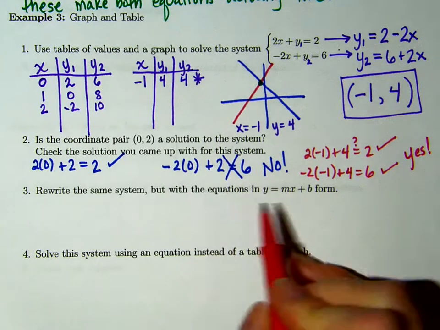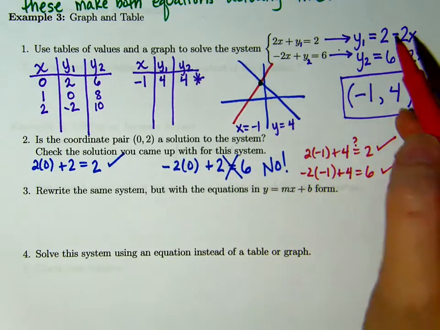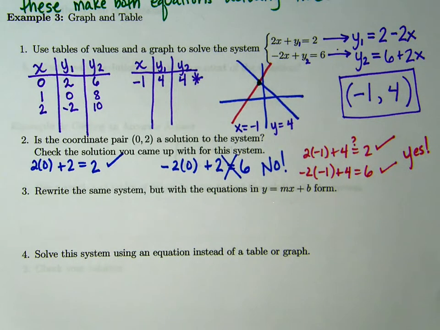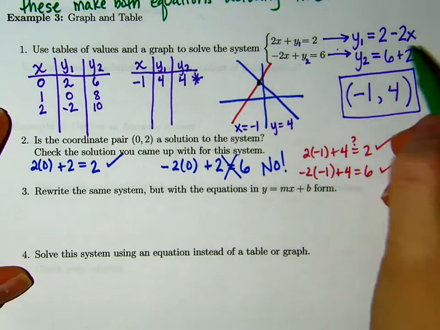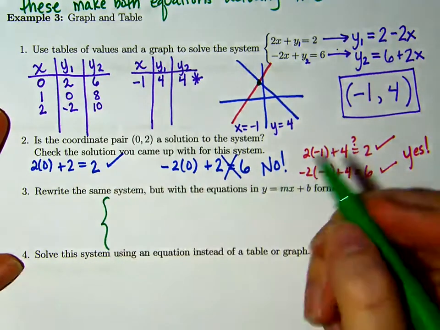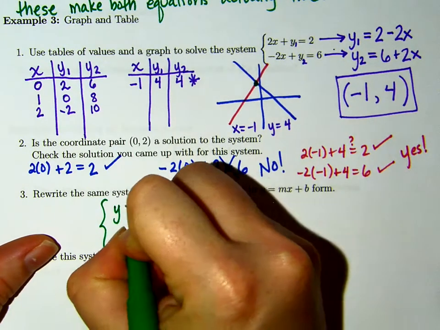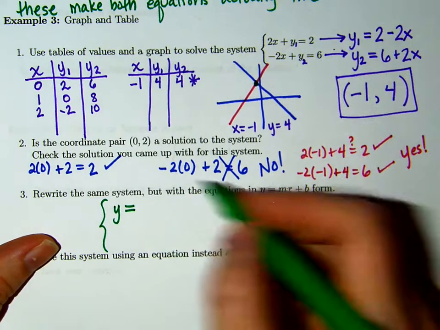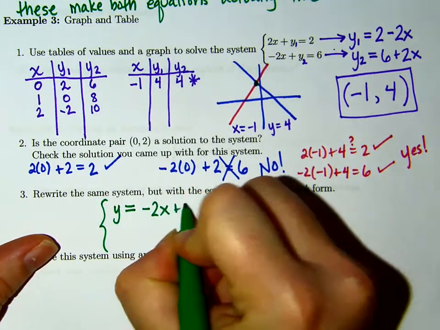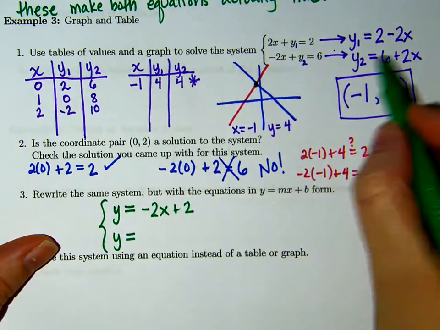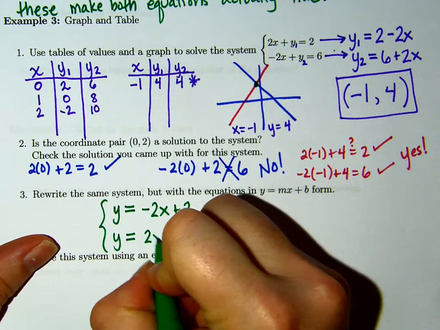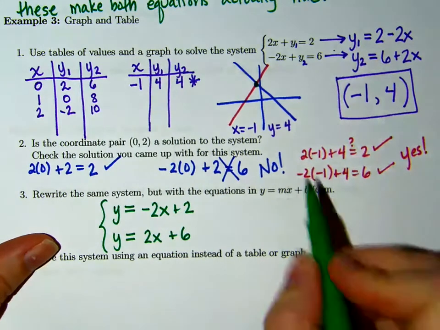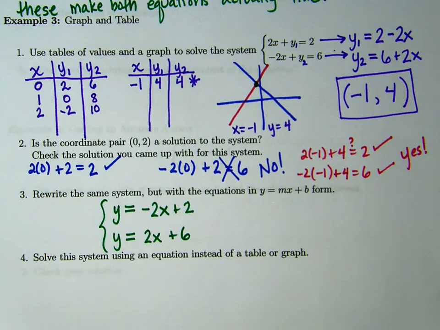Rewrite the system, but with the equations in y equals mx plus b form. Okay, so actually we had to do that in order to graph this. So we might as well just copy down what we had written here. Okay, so our system looks like y equals, oh, but it says mx plus b form, so I need to put that first, I guess. -2x plus 2. And the second equation would read 2x plus 6. Okay, so here's our system written in y equals mx plus b form.